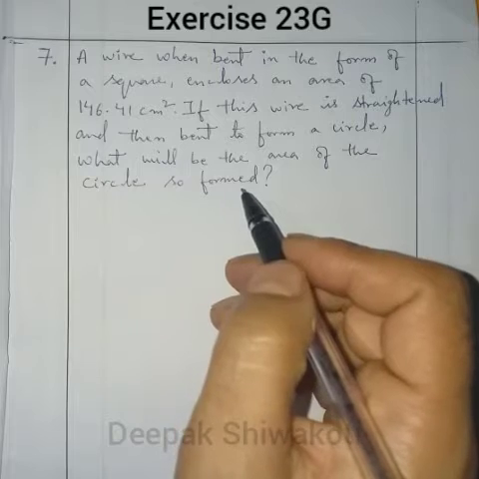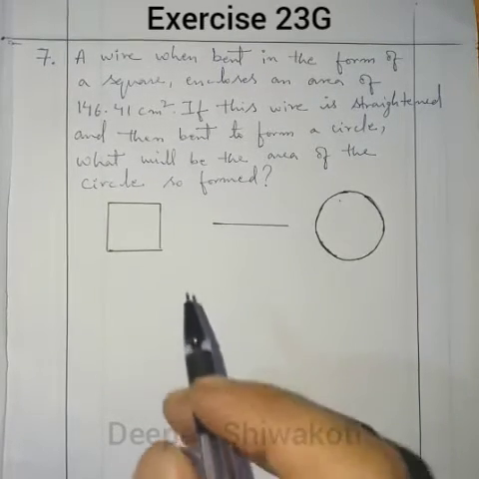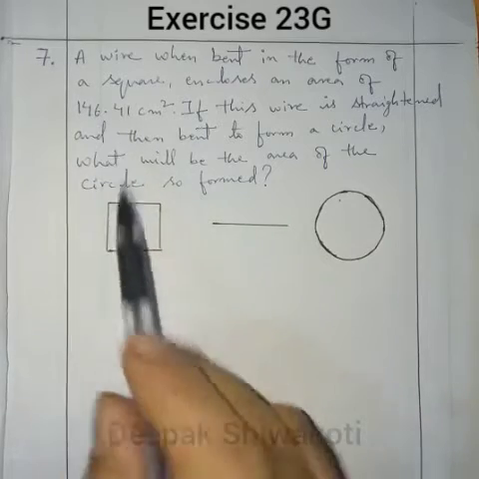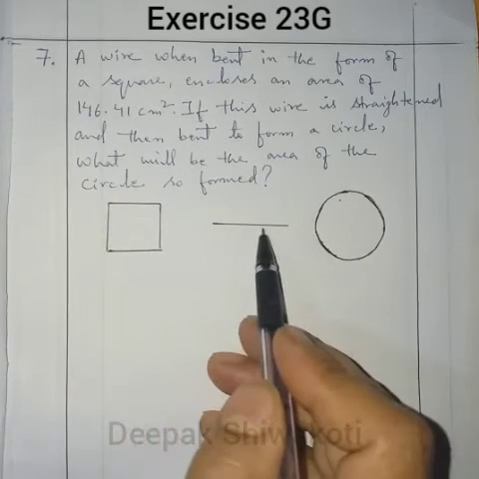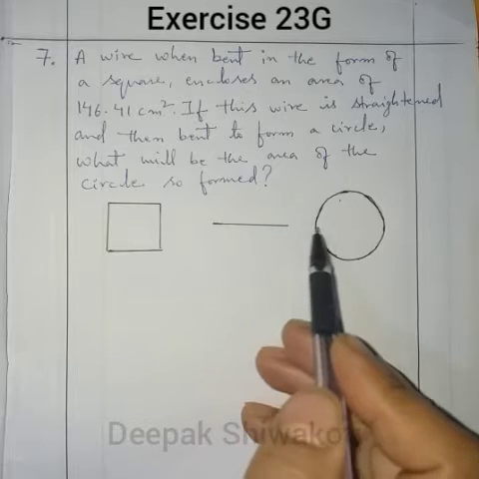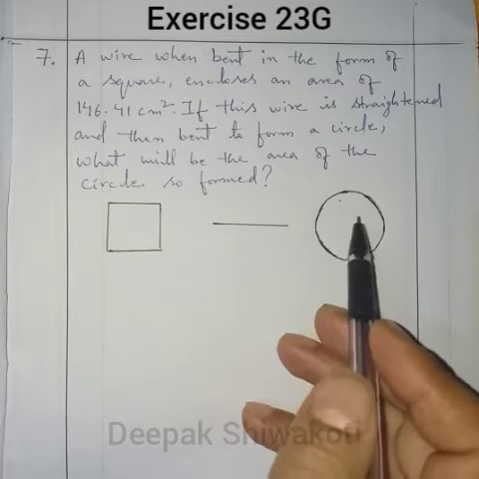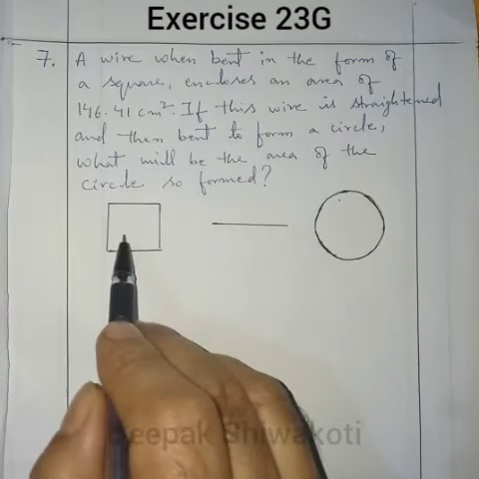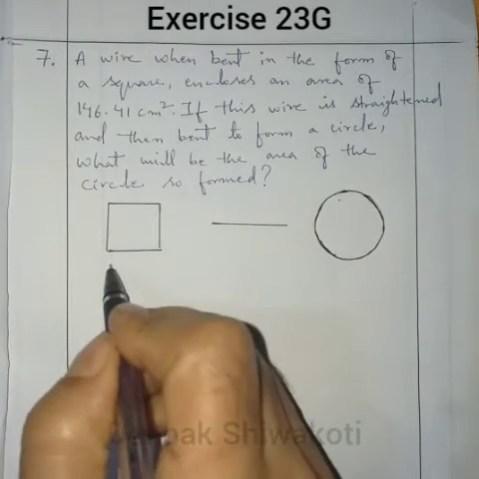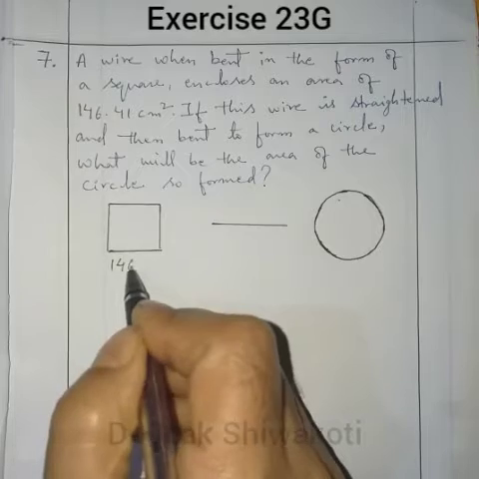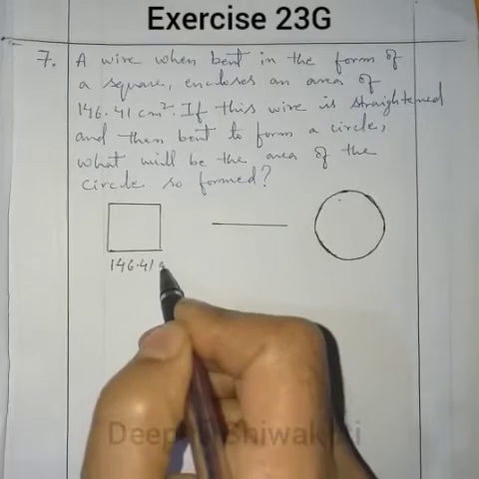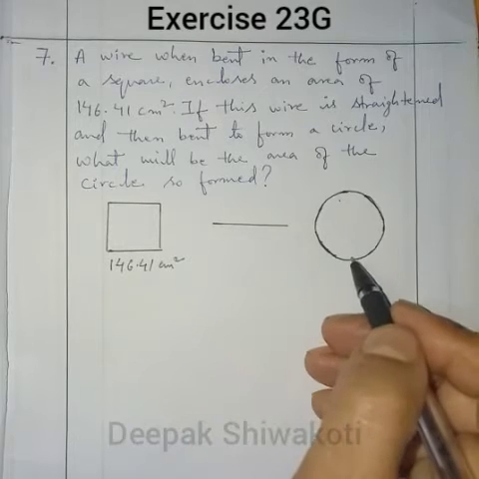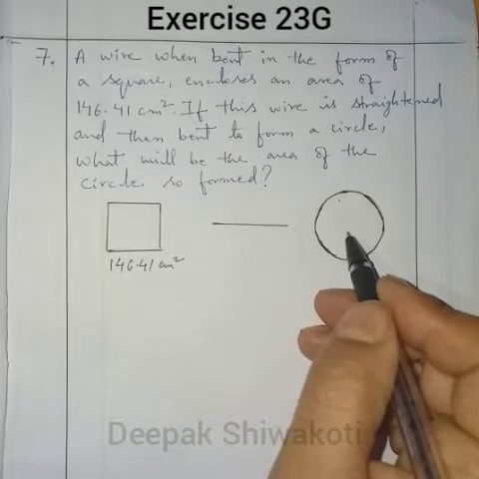So here the square formed by a wire is straightened, and again it is formed in another shape, that is of a circle. The area of the square is given, that is 146.41 centimeter square. It is straightened and then formed into a circle. Now area of the circle we have to find.